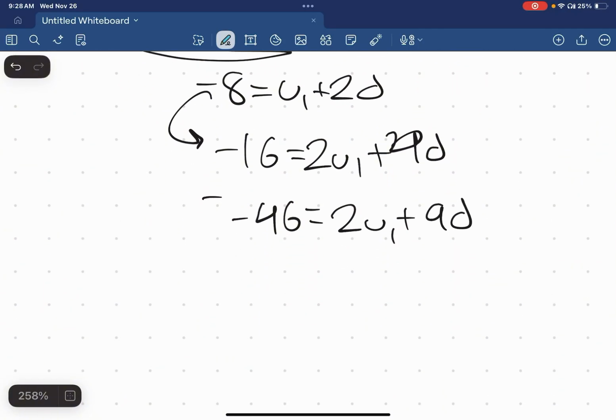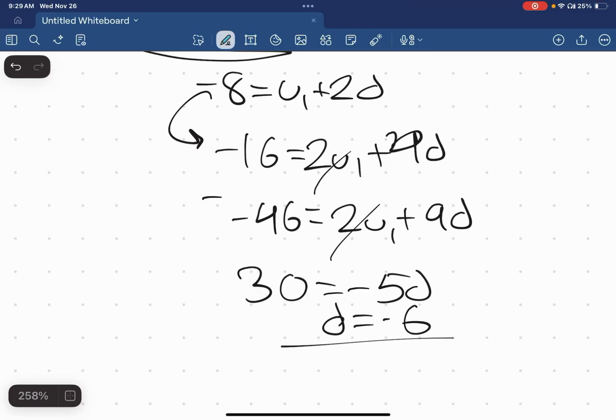And then it looks like it's just simple addition. These cancel out. We get 30 is going to be equal to -5d. d is equal to -6. Boom. One step there.